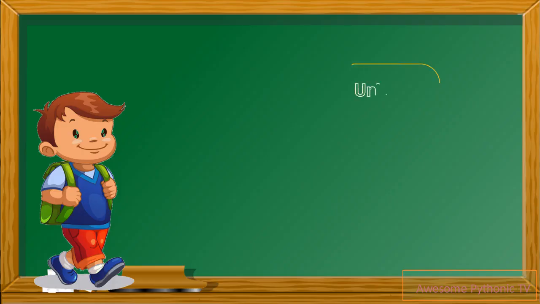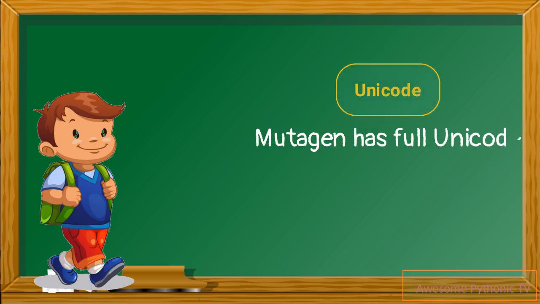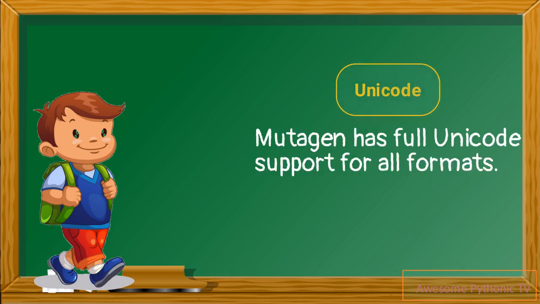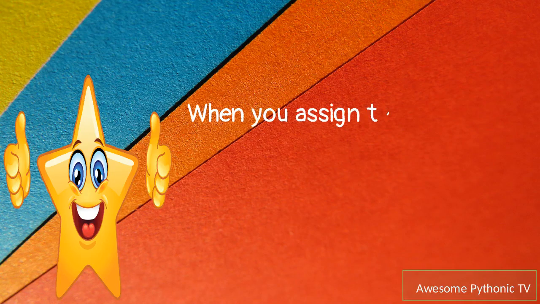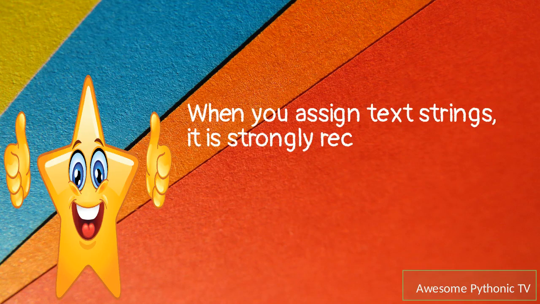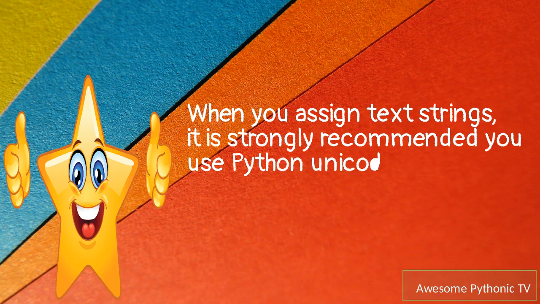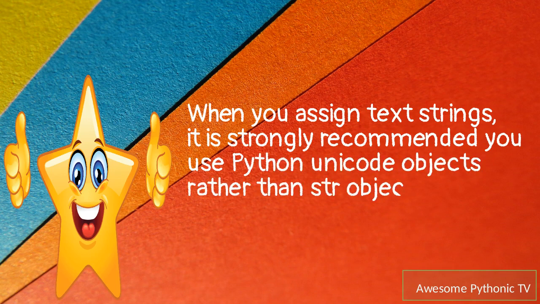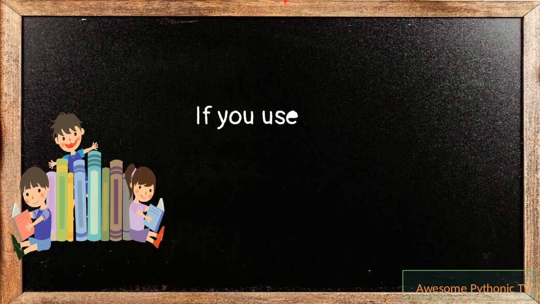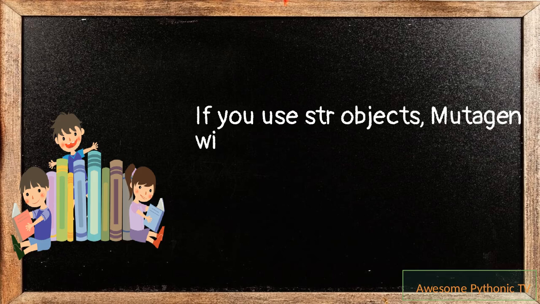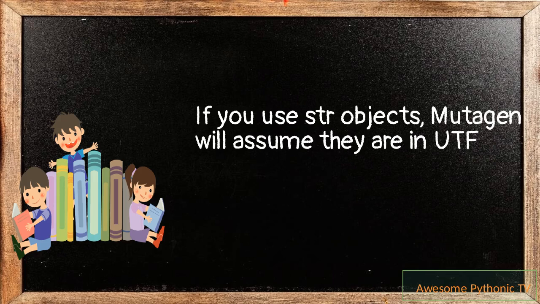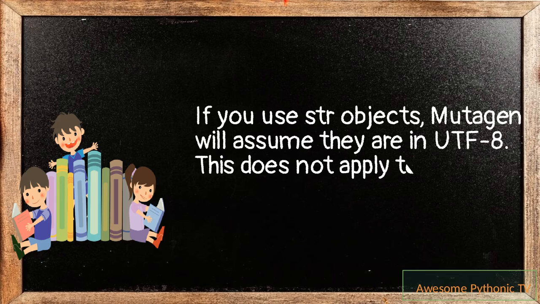How is support for Unicode in Mutagen? Mutagen has full Unicode support for all formats. When you assign text strings, it is strongly recommended you use Python Unicode objects rather than str objects. If you use str objects, Mutagen will assume they are in UTF-8. This does not apply to file names.